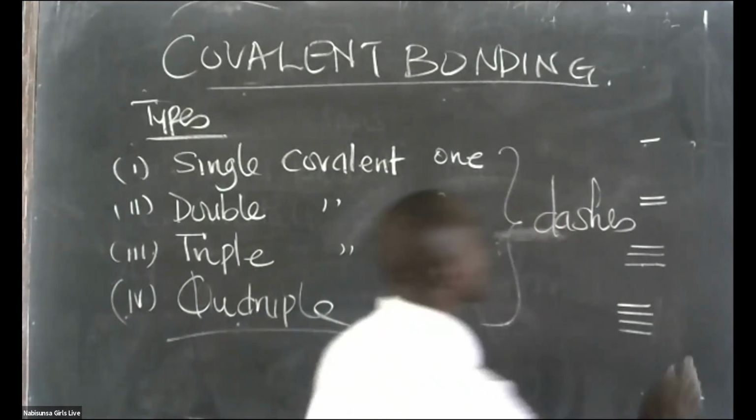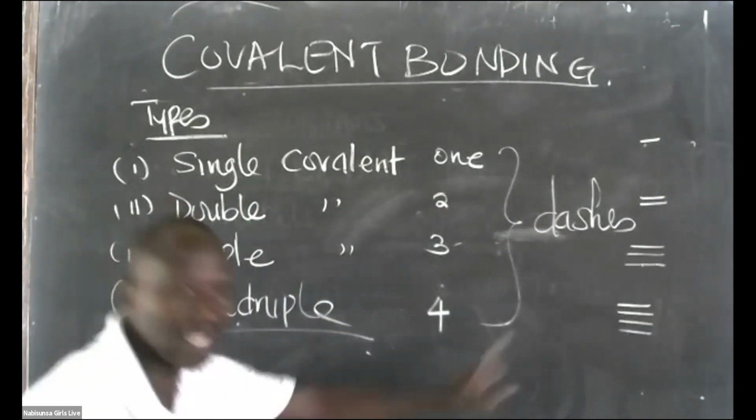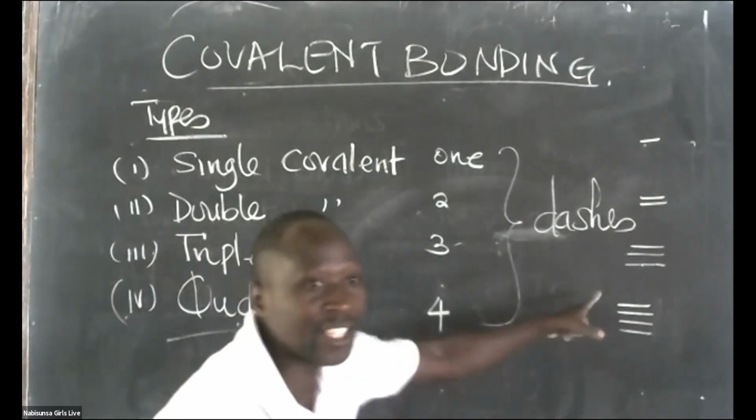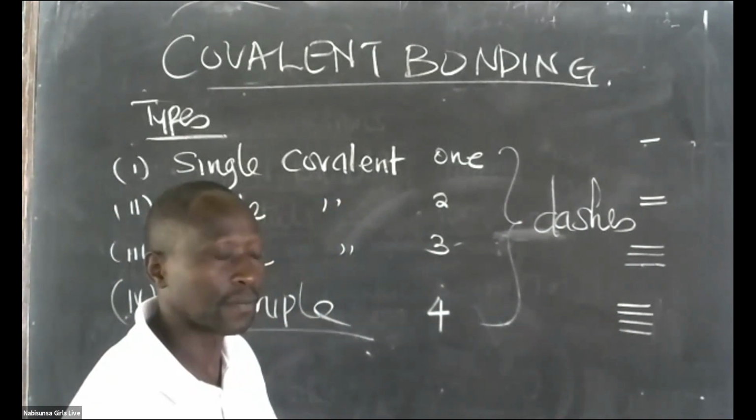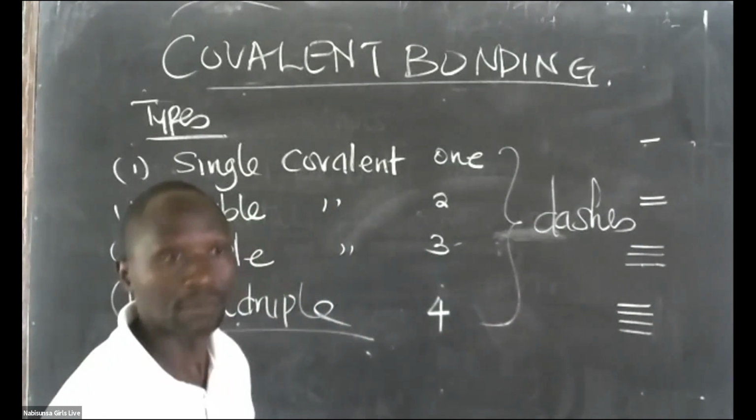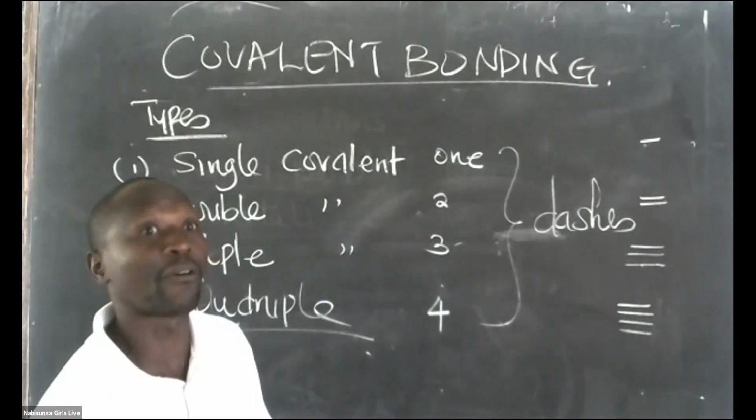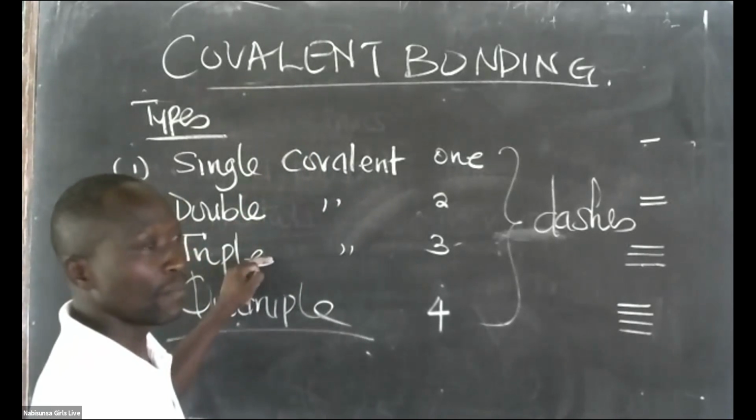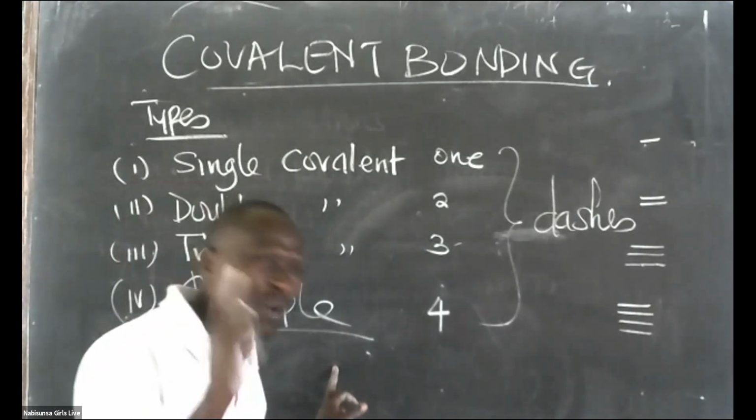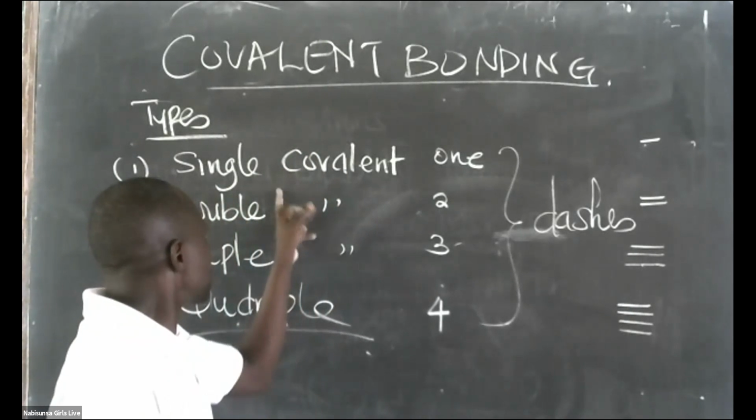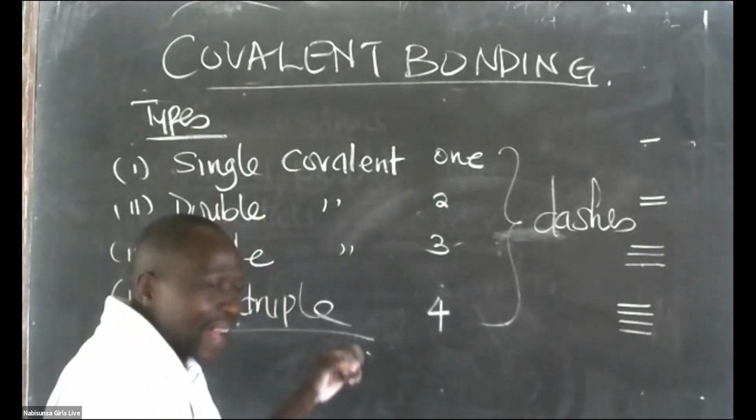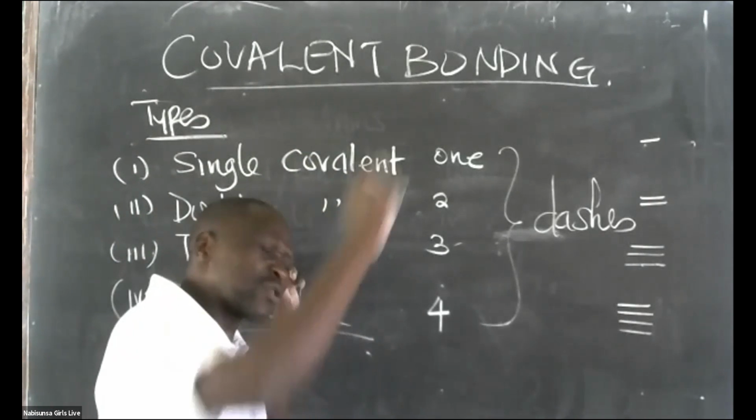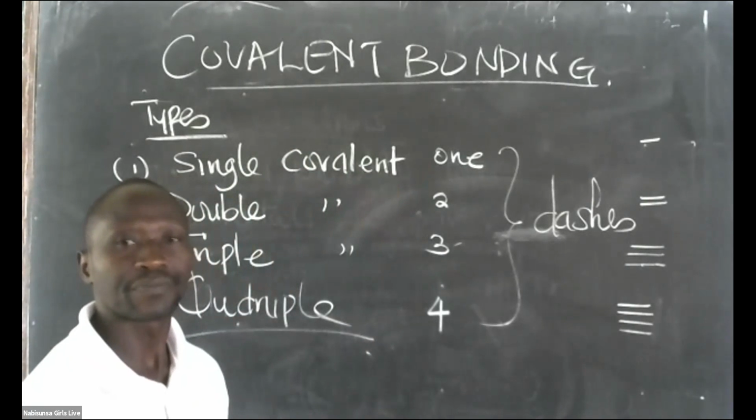In chemistry, this is not confusion, signifying bonds. In e-learning, we say dashboard. This is not a dashboard. It's signifying covalent bonds. So how many bonds are there? 4. Single, double, triple, and quadruple. Common ones will be single and double. Rarely shall we meet triple, and on very, very extreme rare occasions, quadruple.